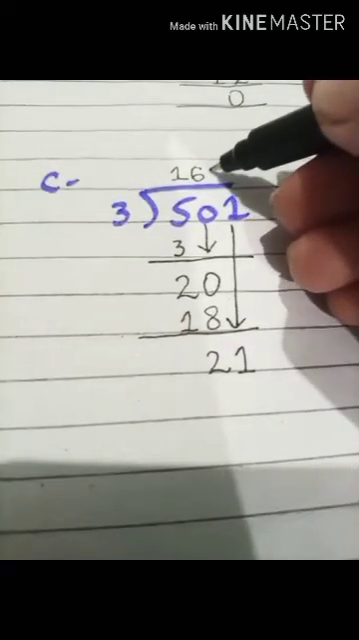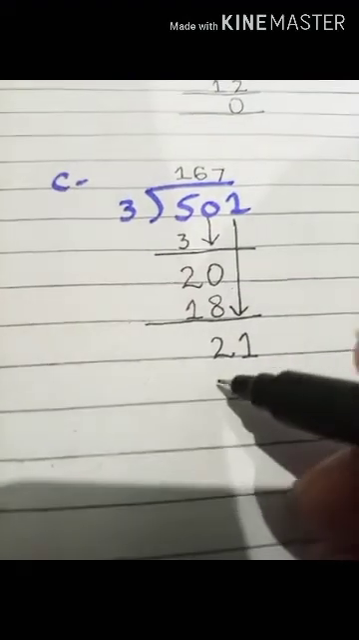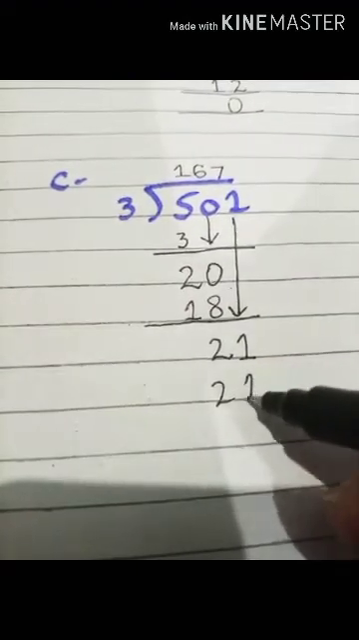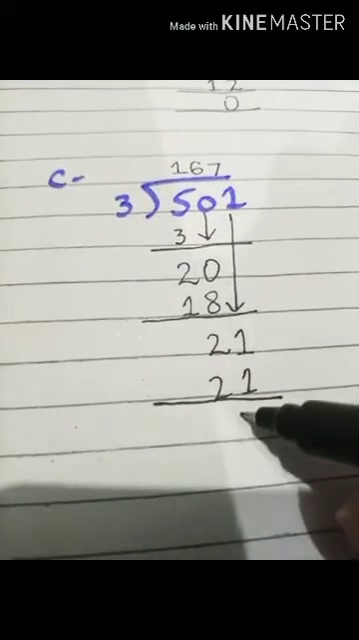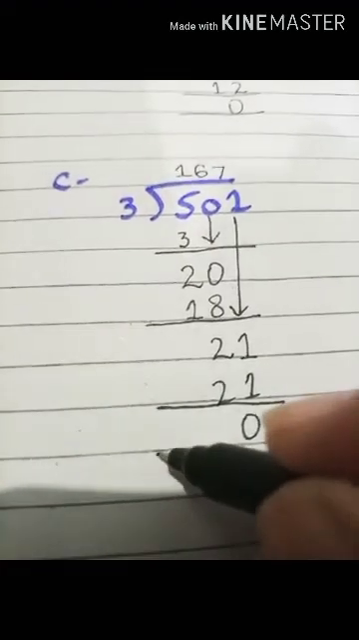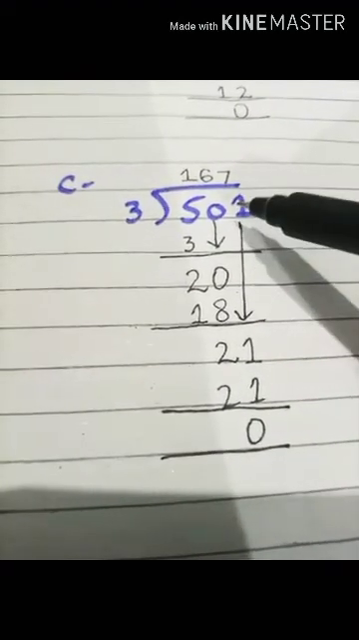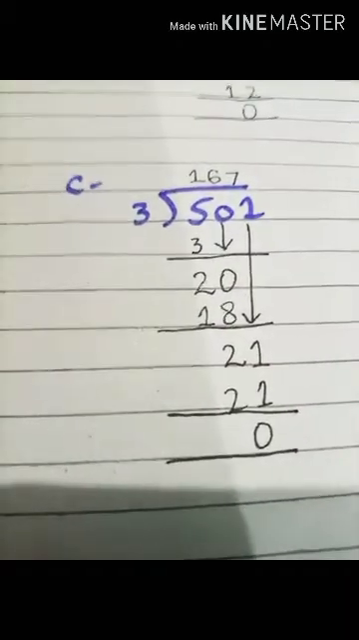Now students, read the table of 3 to get the number 21. Yes, 3 sevens are 21. So here I have written the number 21. In the next step, that is subtraction, 1 minus 1 is 0, 2 minus 2 is 0. So our remainder is 0, which means that we have completely divided our dividend by our divisor.